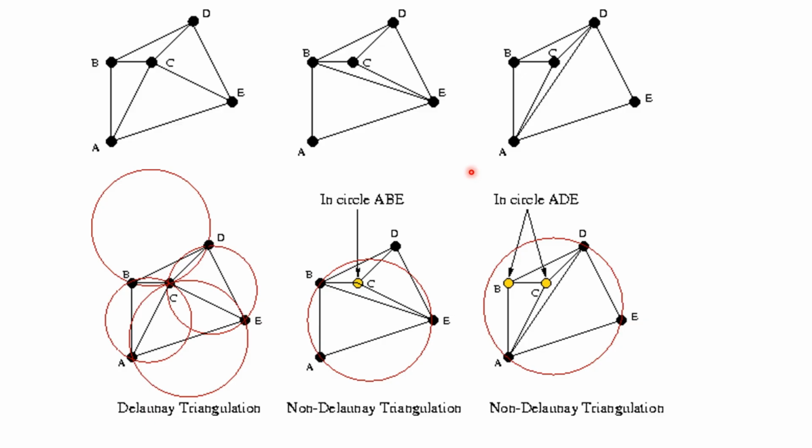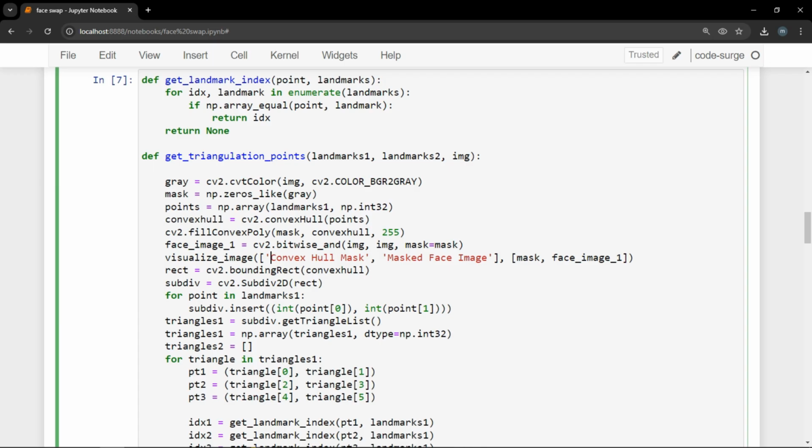The dlib triangulation creates triangles in such a way that no vertex of a triangle falls inside the circumcircle of another triangle. As shown in the image, in the second and third triangulations, some vertices lie inside the circumcircles of other triangles, while the first triangulation does not.